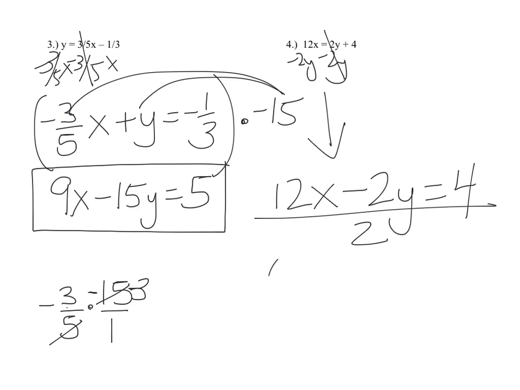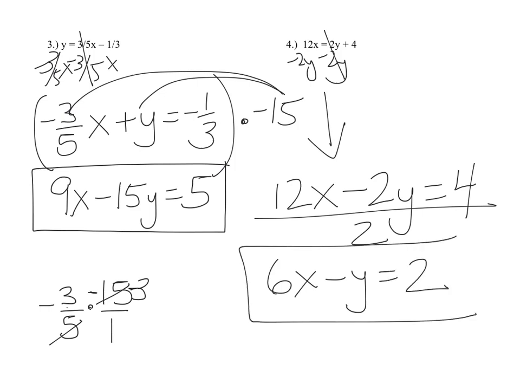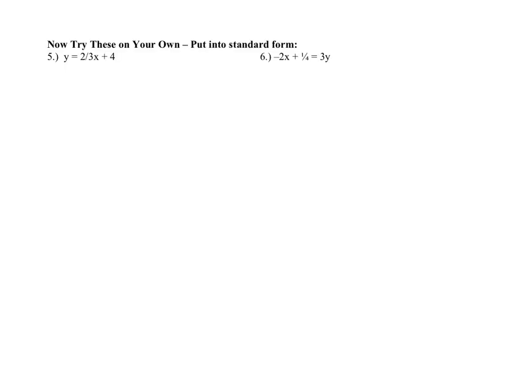So 12x divided by 2 is 6x. 2 divided by 2 is 1. So I have minus 1y, which is just y, equals 2. And now you're done. That is your answer. So stop the video right now, and I want you to try 5 and 6 on your own.